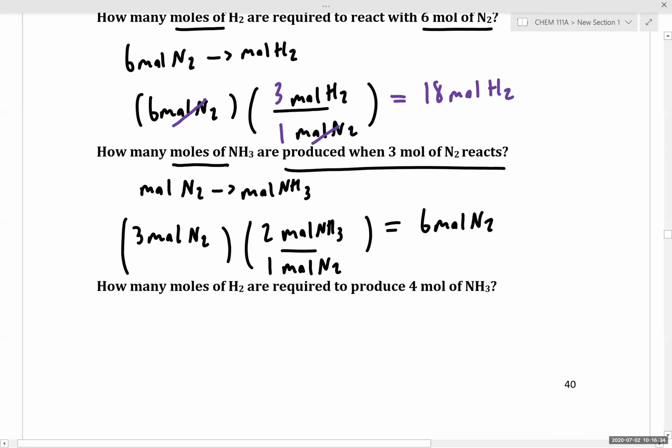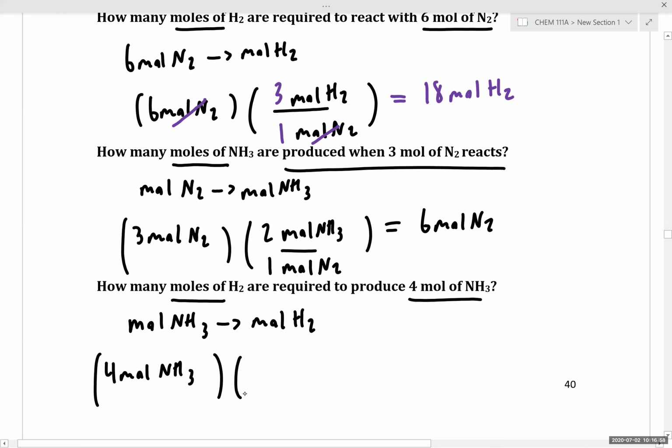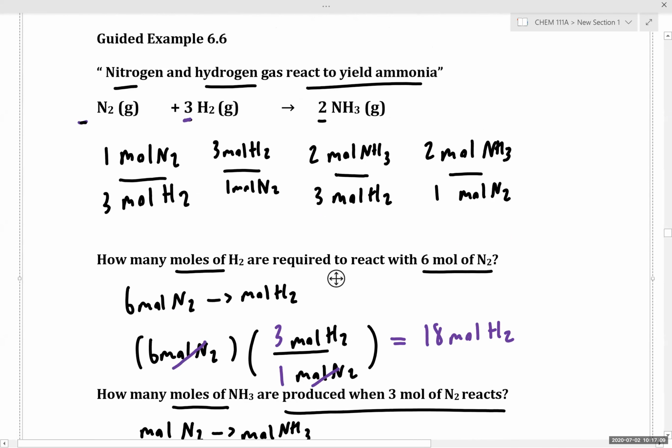Okay, let's look at another example. We're asked how many moles of hydrogen are required to produce 4 moles of ammonia. So this time we're going from moles of ammonia to moles of hydrogen. Okay, so we have 4 moles of ammonia. And my question is, how many moles of hydrogen do we need per mole of ammonia? So let's zoom up and let's look at our equation. So how many moles of hydrogen do we need per mole of ammonia that we make?